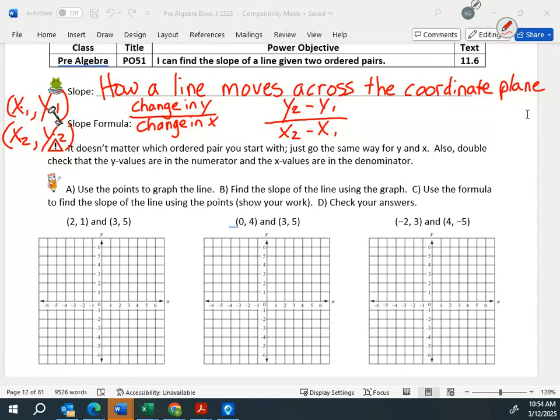Also, double check that the y values are in the numerator and the x values are in the denominator. I just went over that. Y is always on top, x always on bottom. Common mistake. People accidentally put it in wrong. We're going to be really paying attention to negative numbers. If we end up with a negative on top and a negative on bottom, what's our final slope going to be, Beckett? Why?